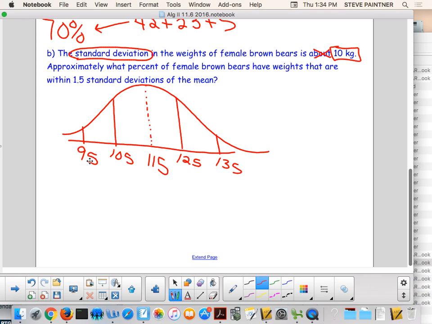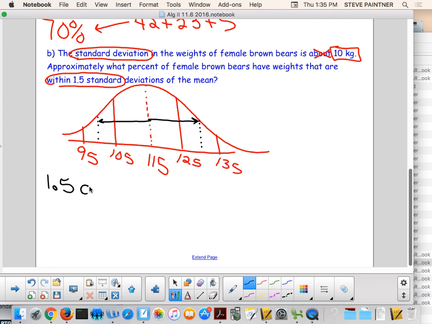The question says, approximately what percent of the female brown bears have weights that are within 1.5 standard deviations. Oh, that's different. We didn't do that yesterday, did we? Okay, so 1.5, wouldn't that be from here? That's 1. That's about a half, isn't it? Okay, so that's 1, that's a half. The question is, half a deviation?